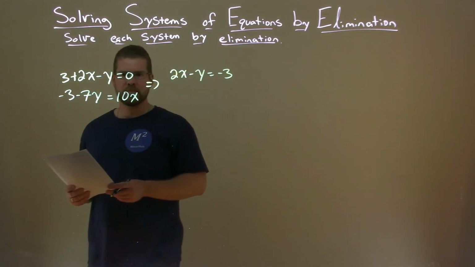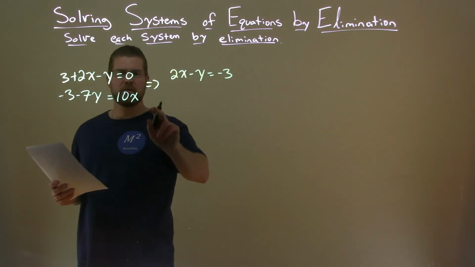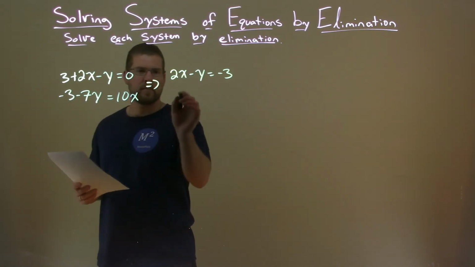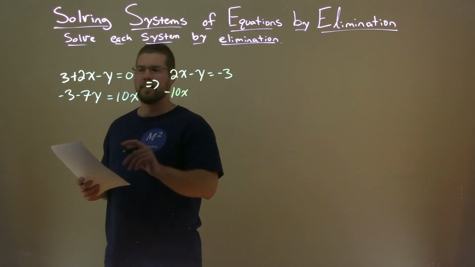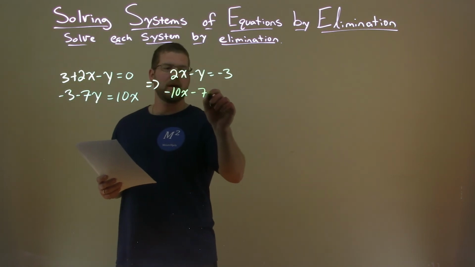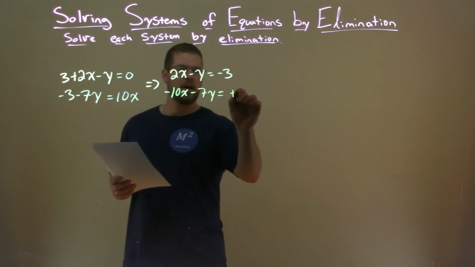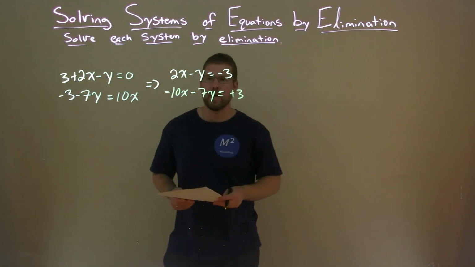The second equation, we got it in two parts. We're going to add a 3 to both sides, but then subtract the 10x and put it to the left. So subtract 10x to both sides, minus 10x there. Keep the minus 7y on the left-hand side, but we're going to add a 3 to both sides. So now we have a positive 3 on the right-hand side.